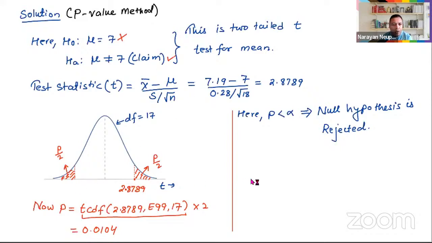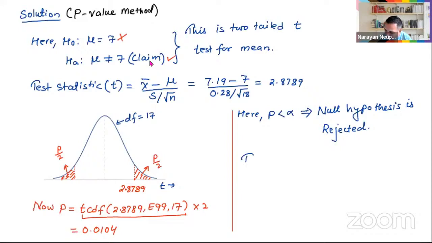So the conclusion for this one is there is enough evidence to support the claim that the average is different from 7 ounces. The machine that was designed to discharge actually 7 fluid ounces of coffee is not discharging the 7 fluid ounces of coffee on the average. It's different from 7. Okay, so there is enough evidence to support that claim at 5% significance level.